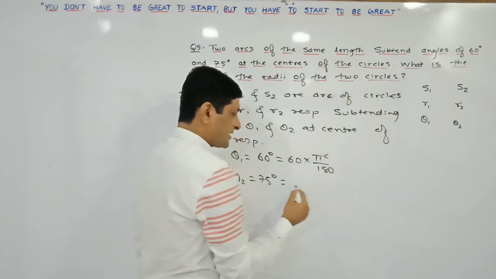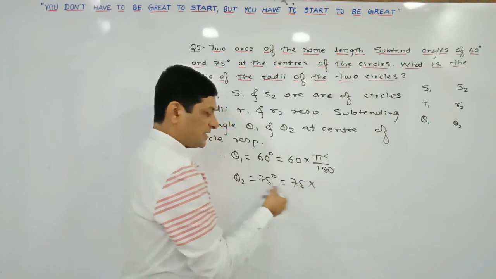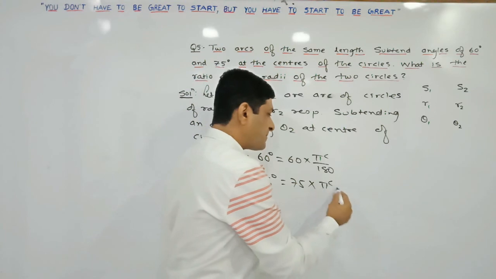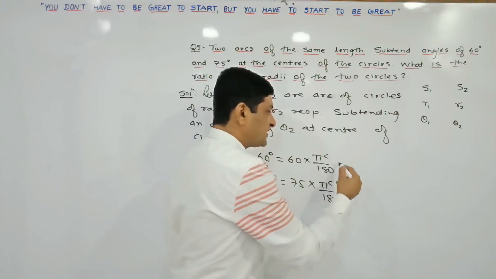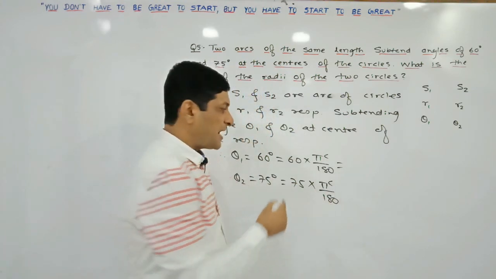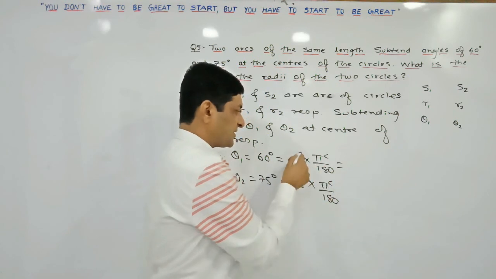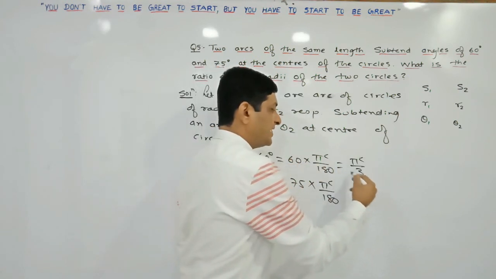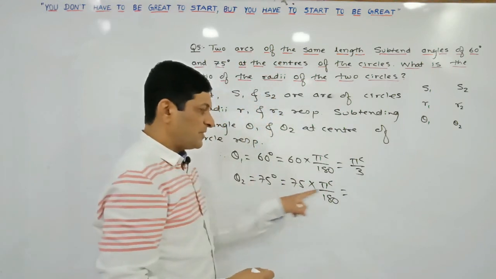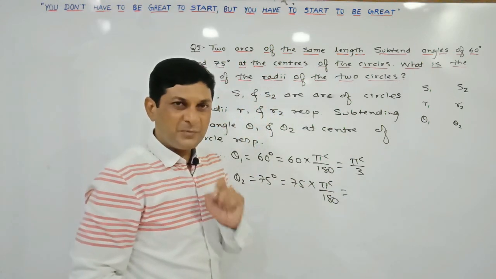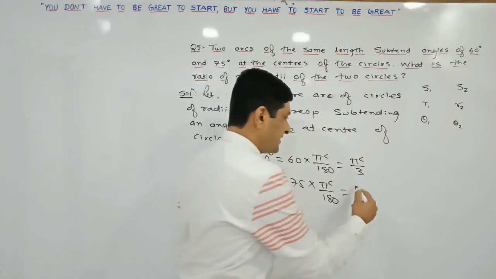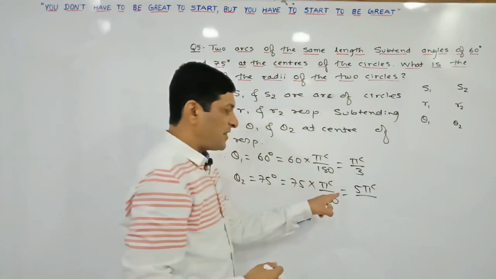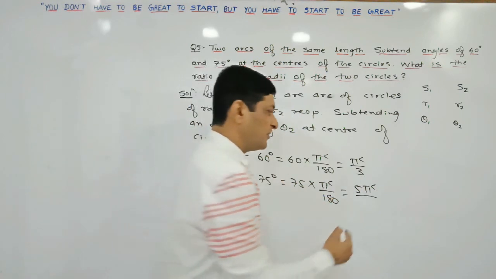So degrees will get converted into radians. Use the same method here to convert the degree measure into radian measure. Multiply it by pi by 180. The remaining part is the calculation part. Both numbers are divisible by 60: 60 1s are 60 and 60 3s are 180, so we get pi radian upon 3. And here both numbers are divisible by 15: 15 5s are 75, so we get 5 pi radian, and dividing the denominator by 15 we get 12.